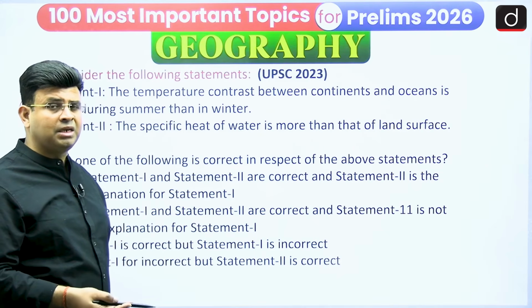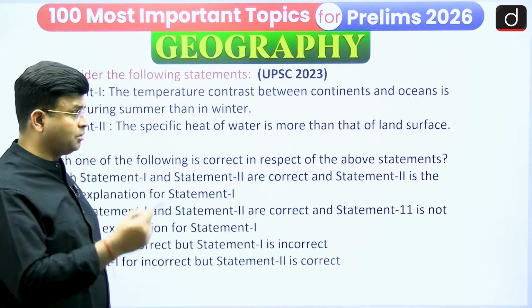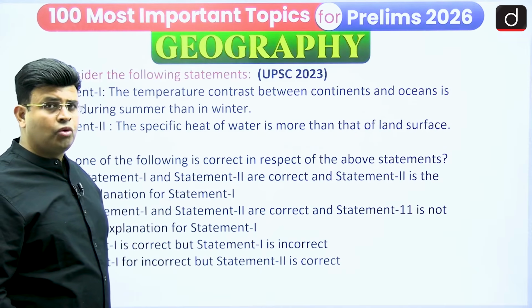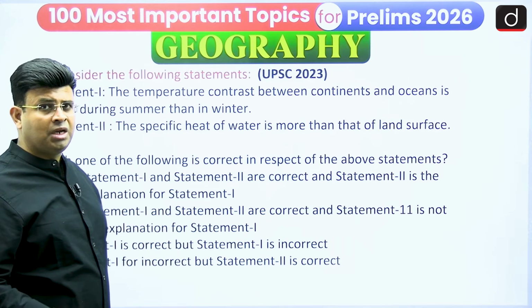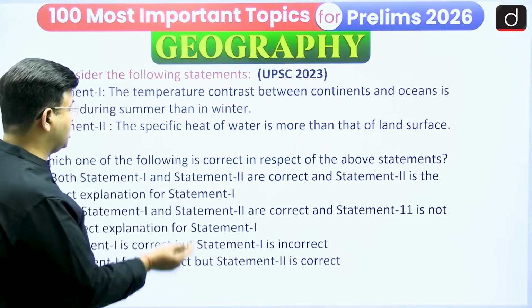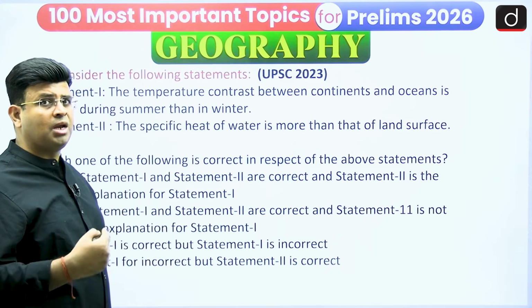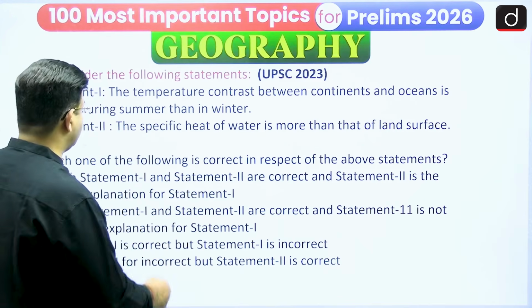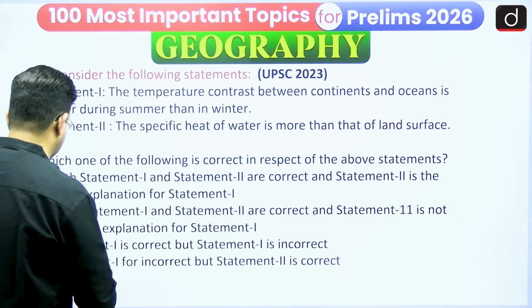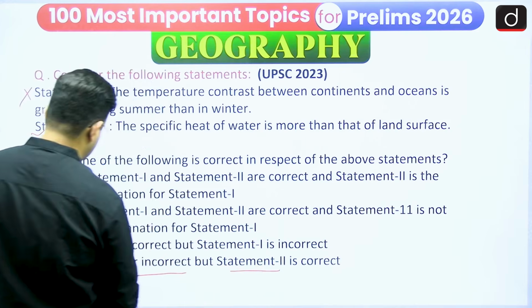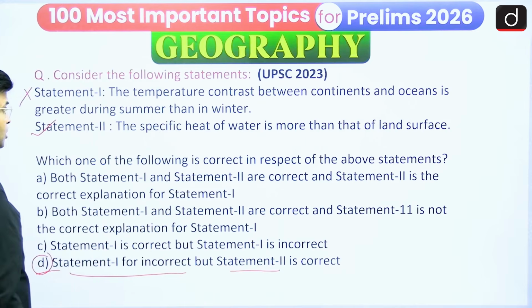Therefore the land gets heated fast and also gets colder fast. With less specific heat, there will be faster heating, faster heat loss, and it becomes colder fast. But if the specific heat of water is more, it takes more time to heat up and more time to lose the heat. So statement 2 is the only correct one, and statement 1 is incorrect. So option D is the only option which is correct.